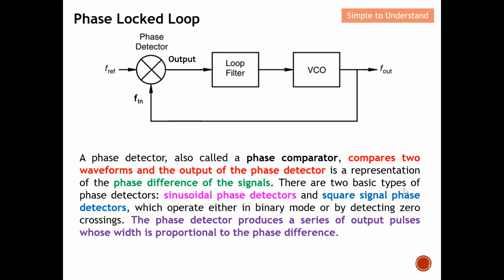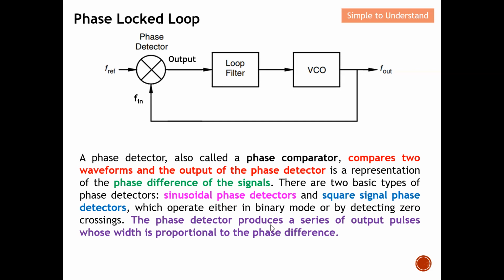There are two basic types of phase detector. The first one, which I'm going to discuss a little bit more in this video, is the sinusoidal phase detector. The other one is the square signal phase detector. The square signal phase detector can operate either in binary mode, since square signals are like digital signals, or you can detect them through the zero crossing, which means that they cross the zero. This I will explain later on.